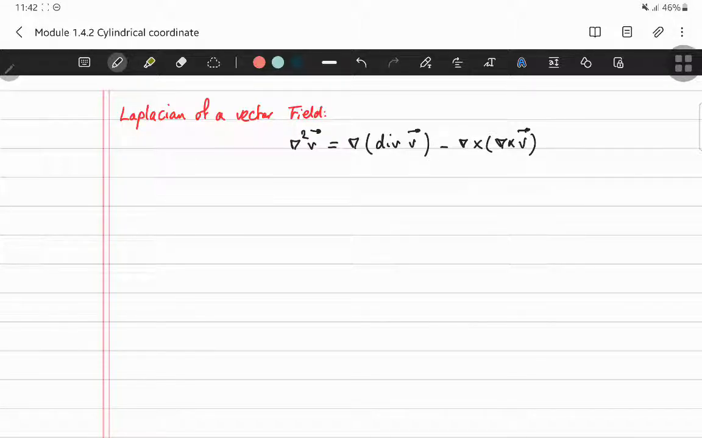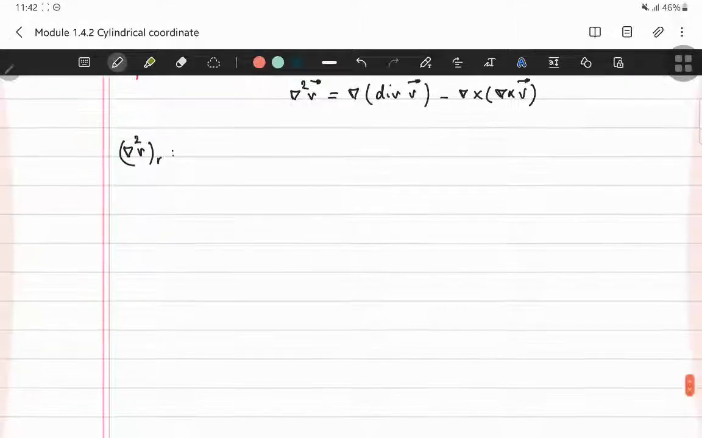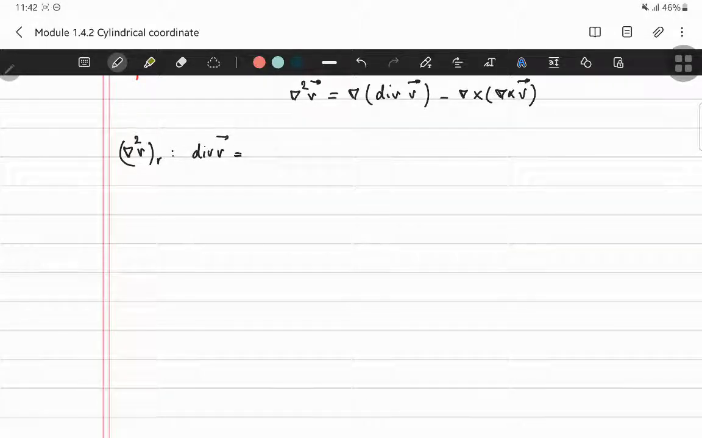So we start here with the divergence of v, for the component del 2v r. All right, so we have the divergence of v: the partial derivative of vr with respect to r plus 1 divided by r, which is something we already achieved, plus the partial derivative of vz with respect to z.